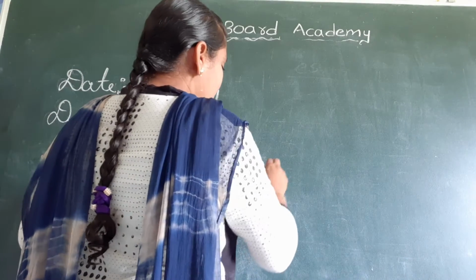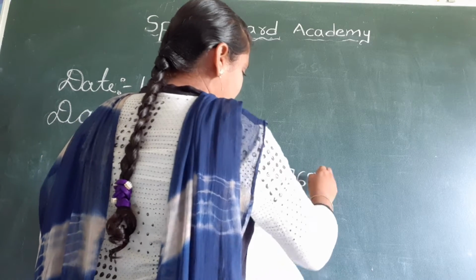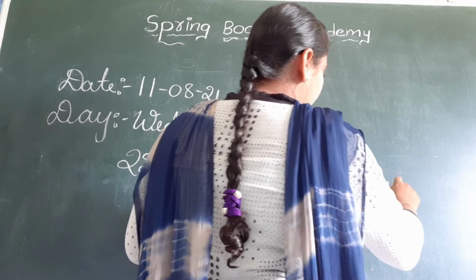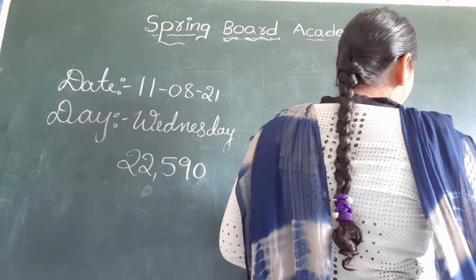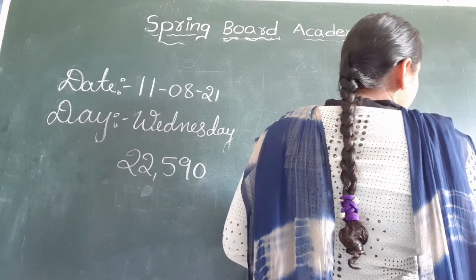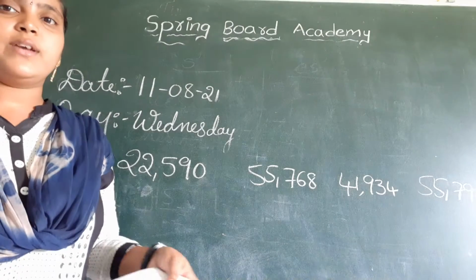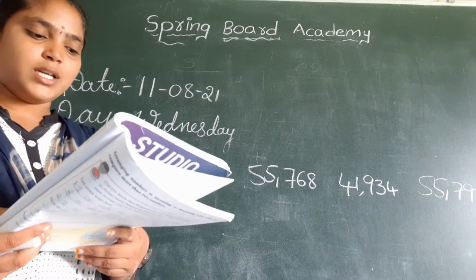22,590, 55,768, 41,934 and 55,792. Okay, so check it children.